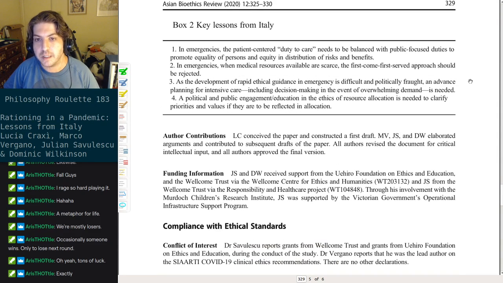Okay, box 2, key lessons from Italy. 1. In emergencies, patient-centered duty to care needs to be balanced with public-focused duties to promote equality of persons and equity in distribution and risks and benefits. 2. In emergencies, when medical resources available are scarce, the first-come, first-served approach should be rejected. 3. As the development of rapid ethical guidance in emergency is difficult and politically fraught, an advanced planning for intensive care, including decision-making in the event of overwhelming demand, is needed. 4. A political and public engagement education in the ethics of resource allocation is needed to clarify priorities and values if they are to be reflected in allocation.